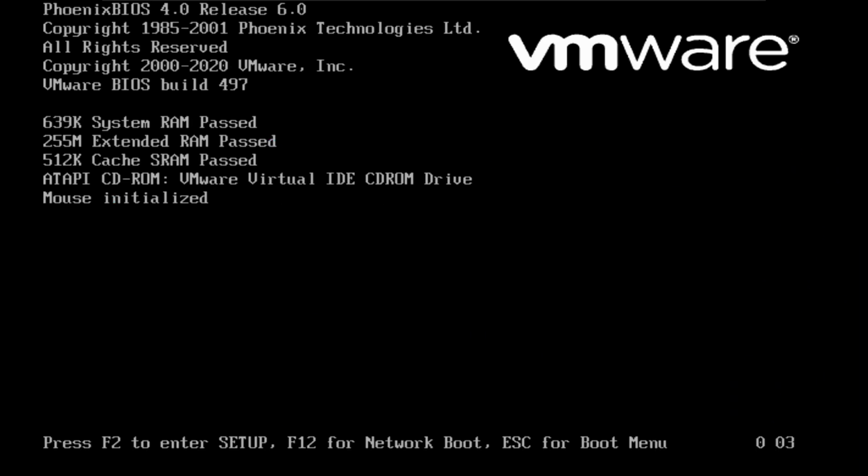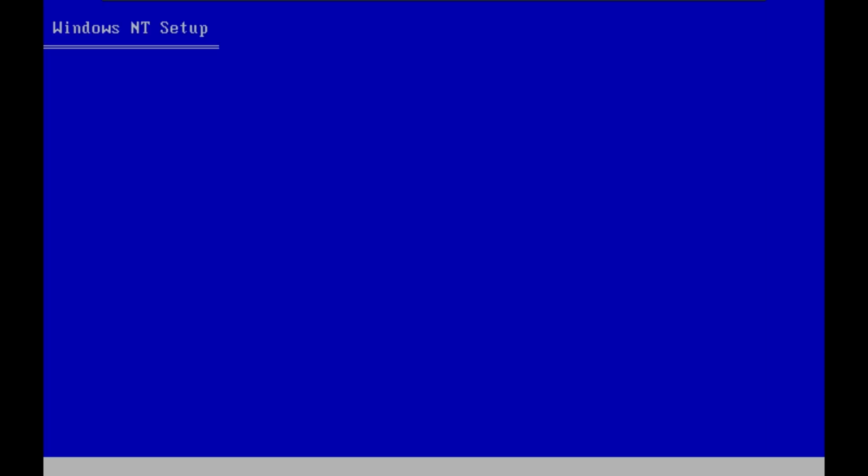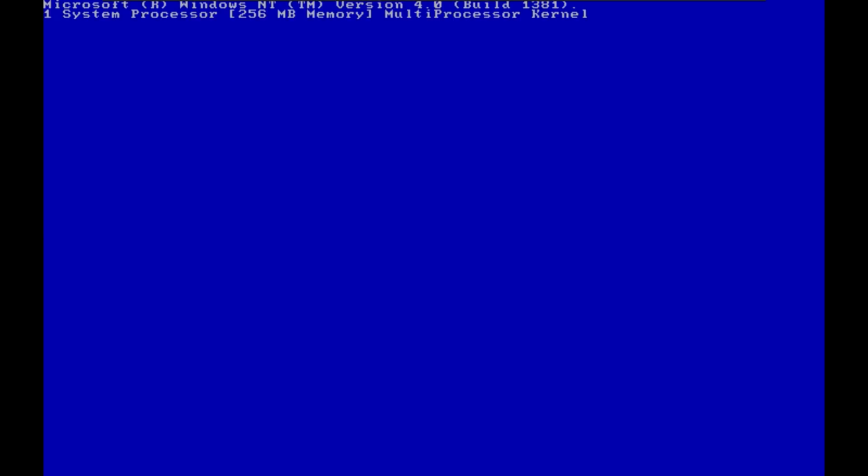Today we're going to be installing Windows NT 4 Workstation. RTM by Microsoft on July the 31st, 1996. Released to retail on August the 24th, 1996.